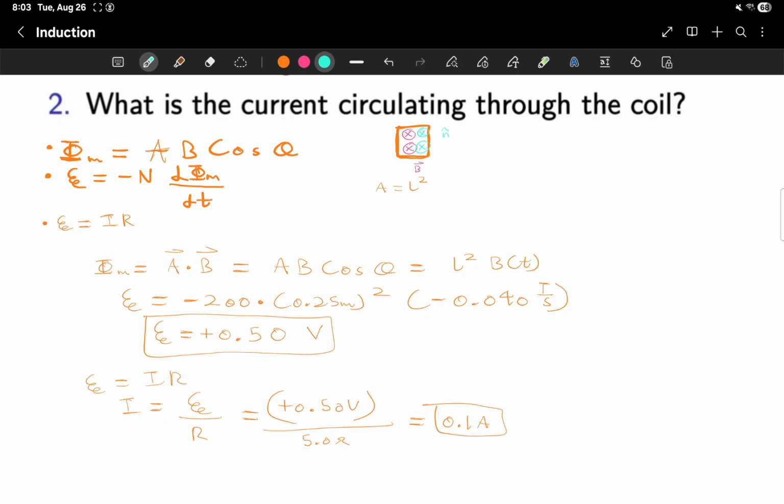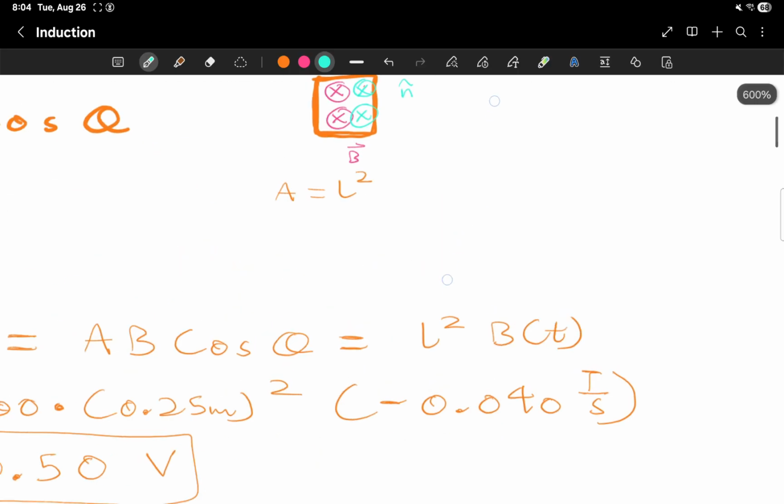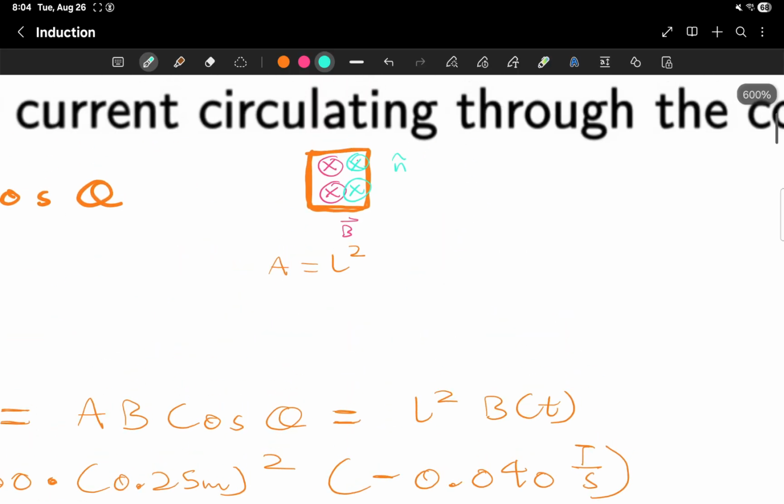It's because it wants to survive. It's just a game of survival. The current wants to survive. If there's no magnetic field, then there's no induced EMF, and if there's no induced EMF, there is no current. The current is just trying to survive. So it's realizing, oh my god, the magnetic field is dying. Let me strengthen it so I can live longer.